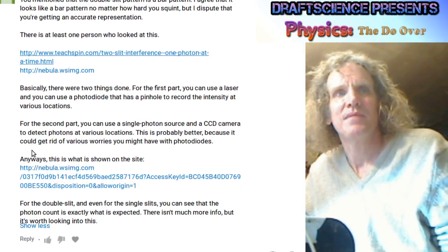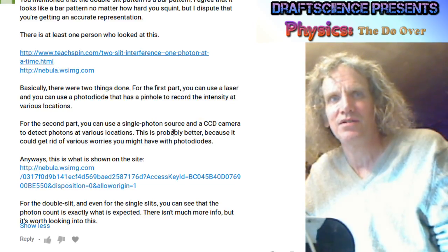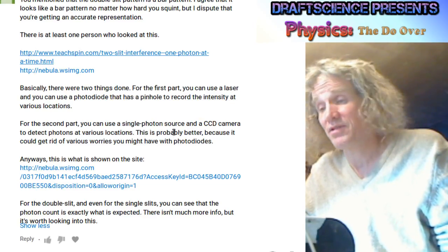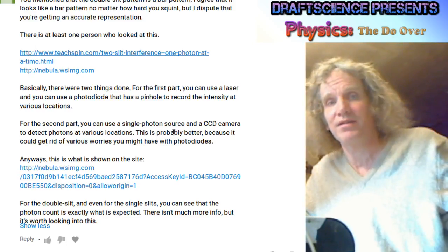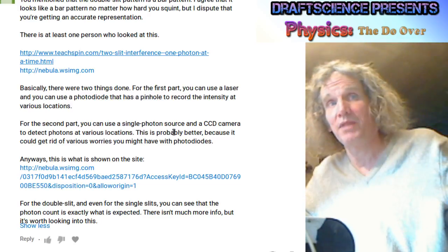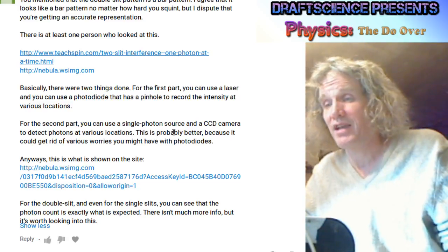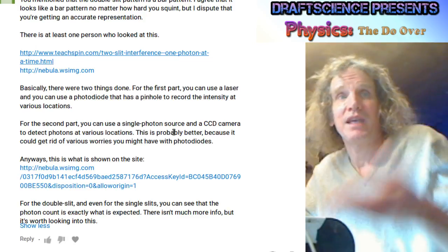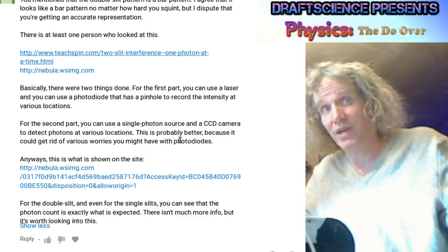Alright, anyway. For the record, for the second part, you can use a single photon source and a CCD camera to detect photons at various locations. Yeah, I'm not saying you can't. I'm just saying you think there's reason to. I think there's no reason to bother doing any of that, because the light has been shown on so many different kinds of surfaces, and I think you're just deluding yourself if you're saying we can't see it and we can't photograph it as it really is, but somehow when it's electrons we can.